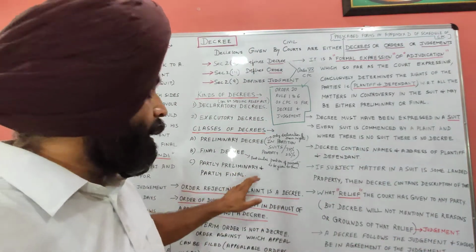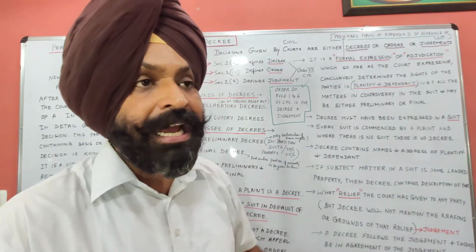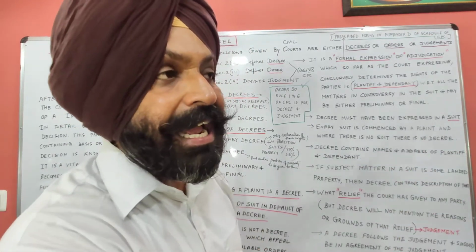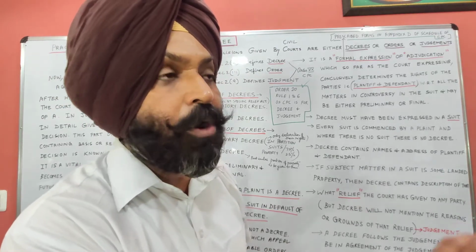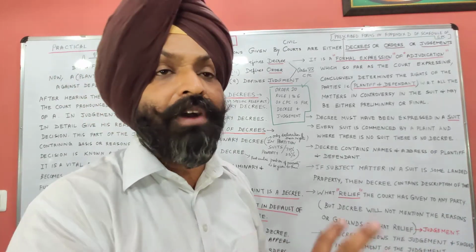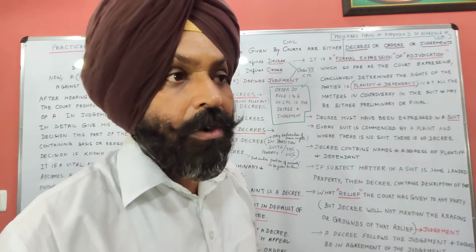You see, partly preliminary. But if there is an issue of mesne profits, mesne profits means, for example, the defendant had taken illegal possession of the plaintiff's property for many years, for example six years. And for those six years, he had made a house there, and he was taking rent from that house. Actually, that rent was the right of the plaintiff.